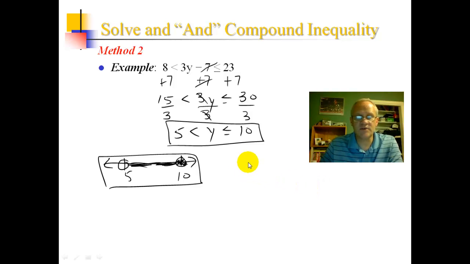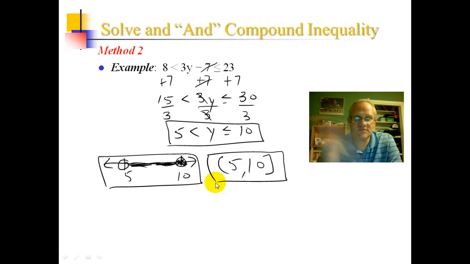And in interval notation will be exactly the same thing. 5, it's not equal to, so it's going to be a parenthesis, and then the 5. And then the 10 is the end over here. And since it's filled in, it's going to be a bracket. So exact same answer, but that's the second method.